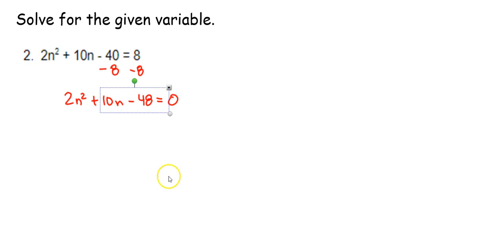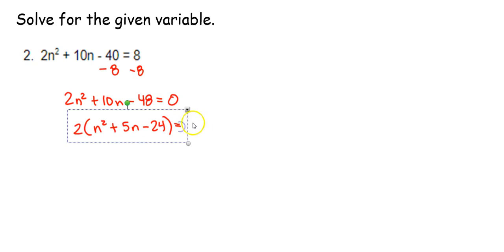Second thing is I want to see if I can factor, and when I factor I'm looking for a greatest common factor first. This one in particular happens to have a 2 that goes into each one of these terms, so I can pull a 2 out of there, and on the inside of the parentheses I'm left with n squared plus 5n minus 24. Leave that on the inside of the parentheses, and I've got that greatest common factor pulled out, so now I just want to factor the stuff on the inside of the parentheses. So my 2 hangs out outside.